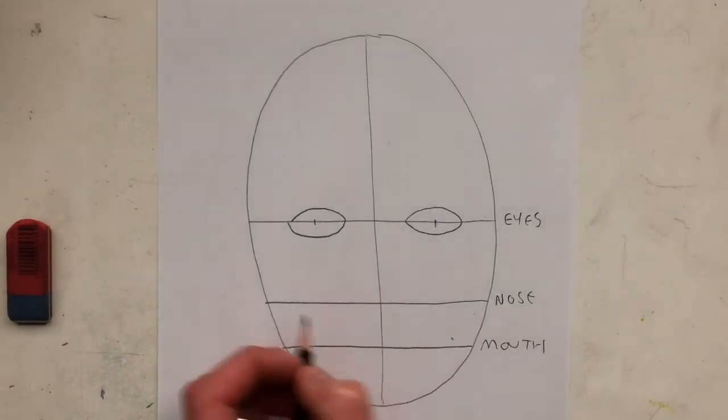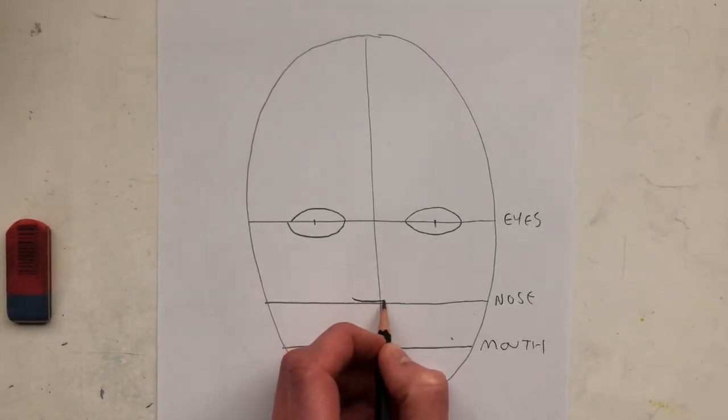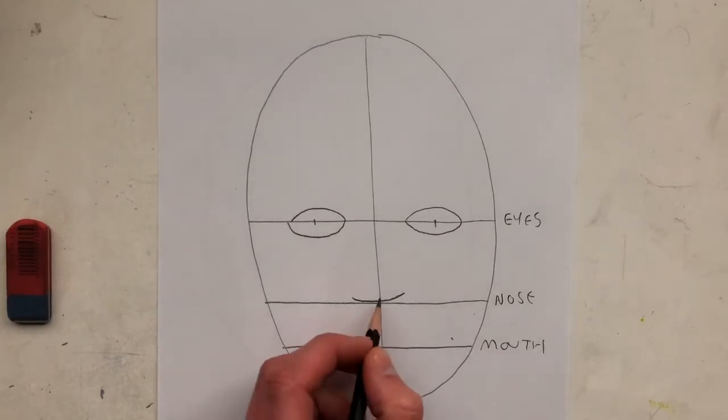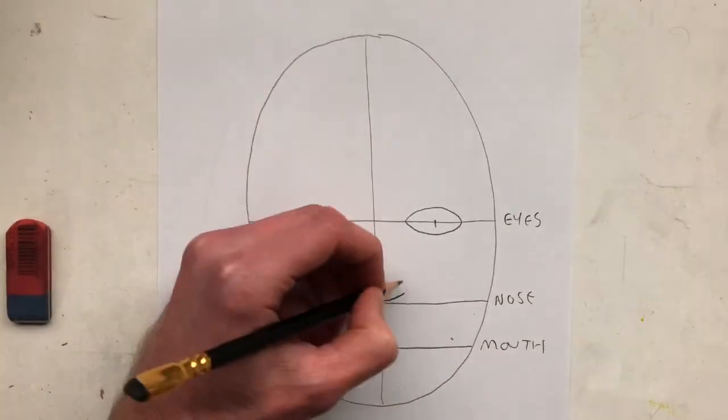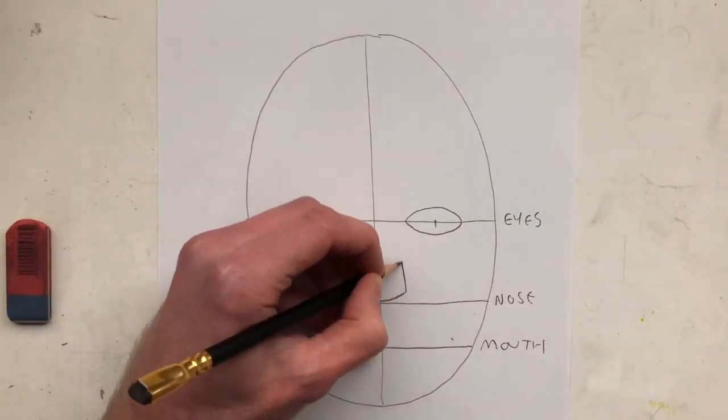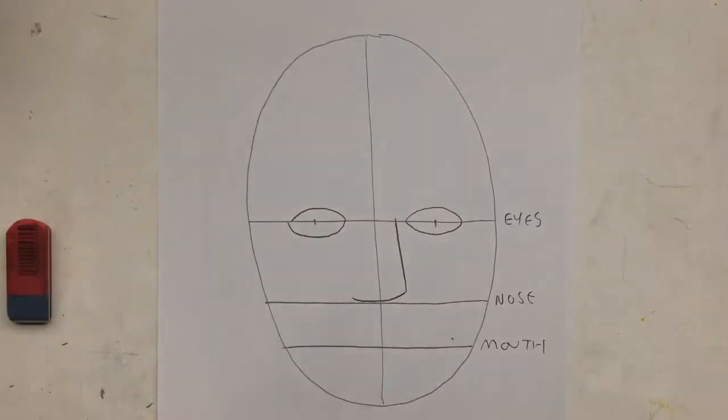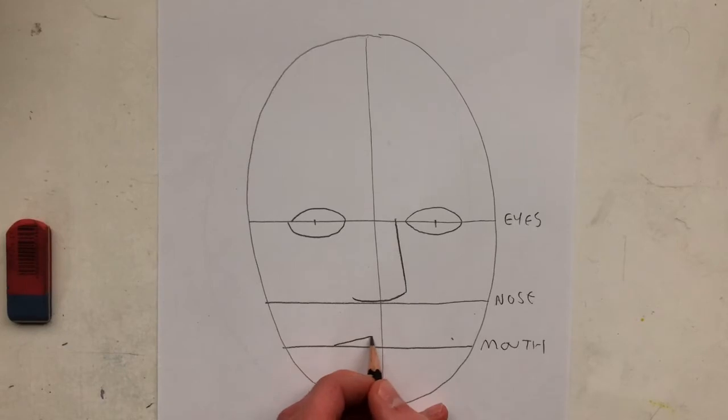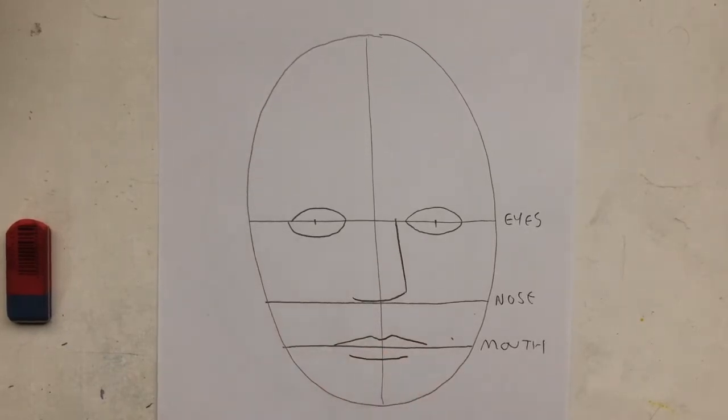Now the line for our nose is just going to mark where the bottom of the nose ends. So I'm going to make a little line right there for the bottom of the nose, and then another line going up the side for the side of my nose. And the line for the mouth, I'm going to draw the top lip above that line and the bottom lip below the line. Just real quick lines right there.